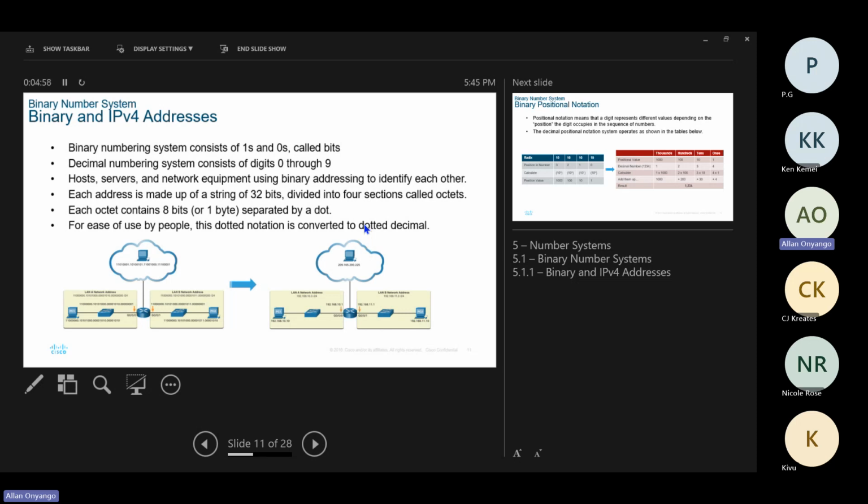Now, those 32 bits are always divided into 4 sections. So 32 divided by 4 is what? 8. Very good. Because the 32 bits are divided into 4 sections, each section has 8 bits. How do we call an 8-sided figure?